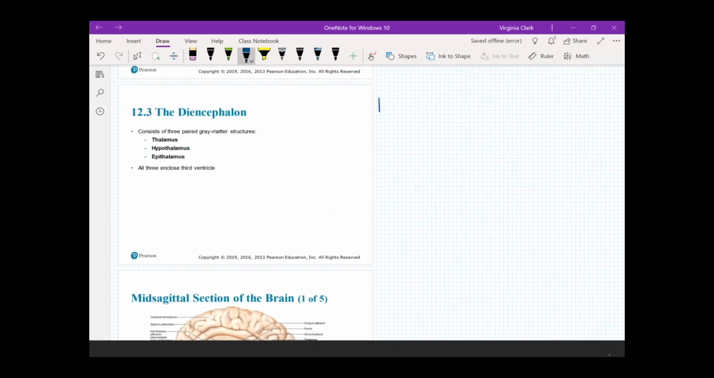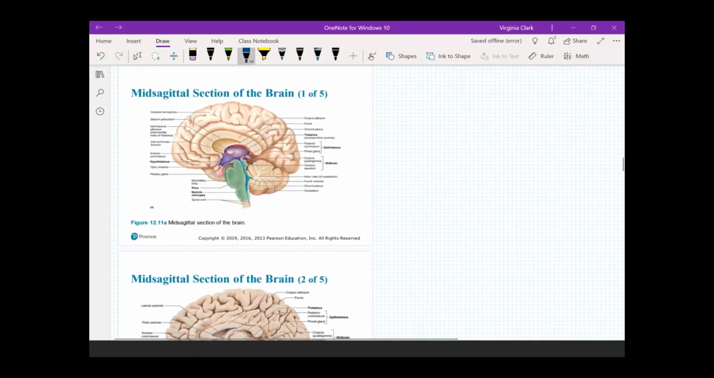Okay, so the next section is going to be the diencephalon. So 12.2 was telencephalon, which was the cortex, which is the most anterior part of the prosencephalon. So next we're going to talk about the diencephalon, which is the second part that is broken out of the prosencephalon. The diencephalon essentially is going to be made up of three structures: thalamus, hypothalamus, and epithalamus. So the diencephalon of these three structures, we're going to do a brief overview of them all. So we're living in thalamus.